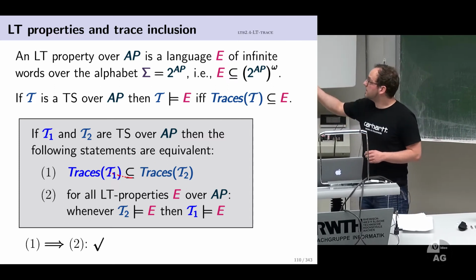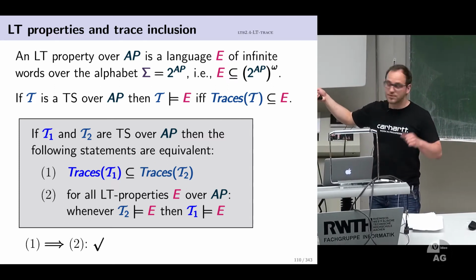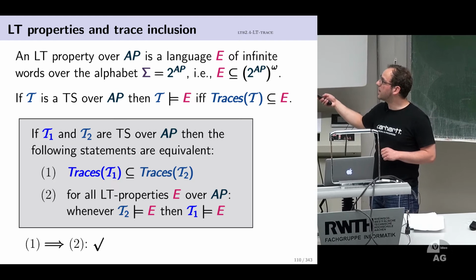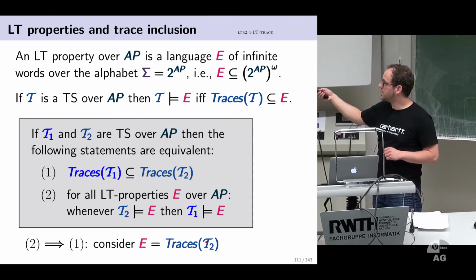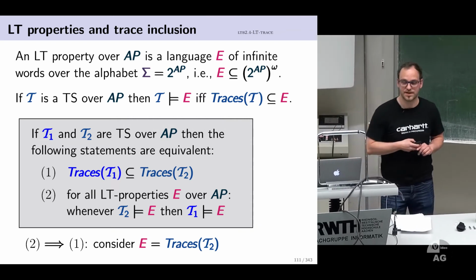And I mean, the direction from left to right, we just looked at on the previous slide. And for the reverse direction, it's easy to see if you choose the LT property as the traces of the second transition system.